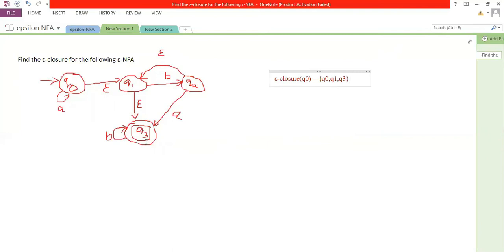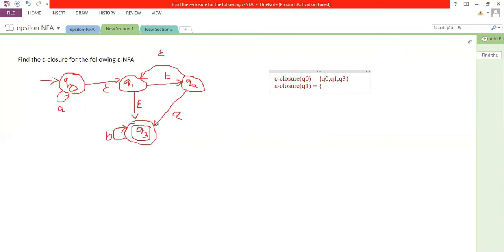Now, let's check the next one. We should write epsilon closure for all the states. This also may be asked explicitly in the examination, sometimes even in your competitive exams also. So please pay attention. This is also required to convert from epsilon NFA to DFA.